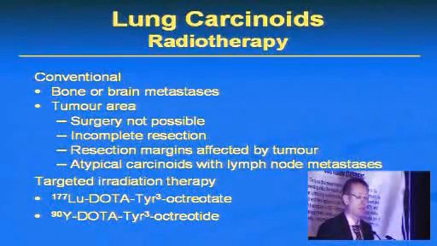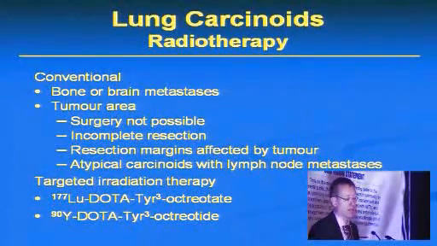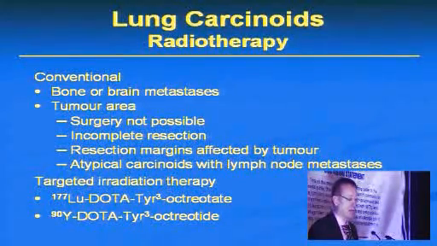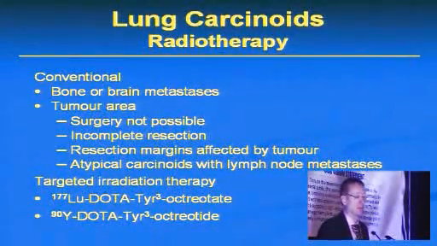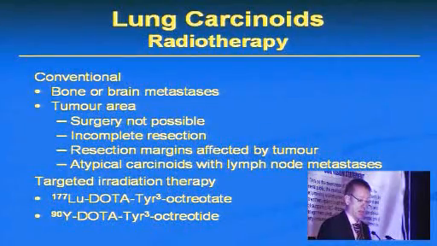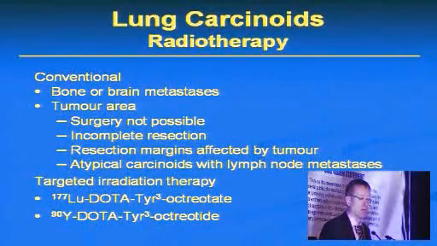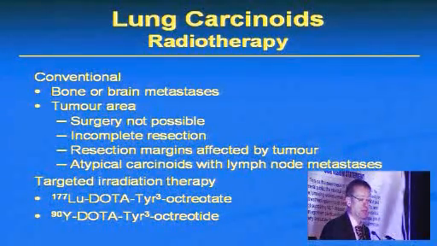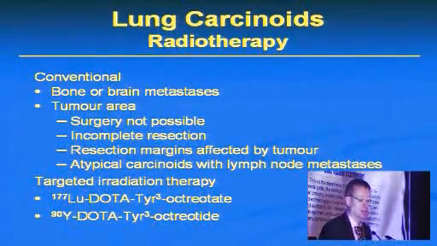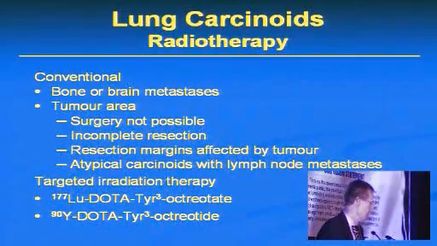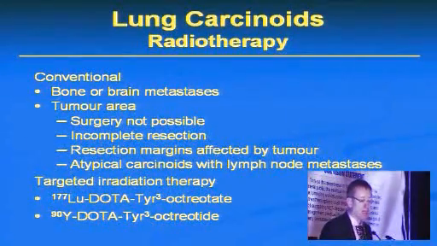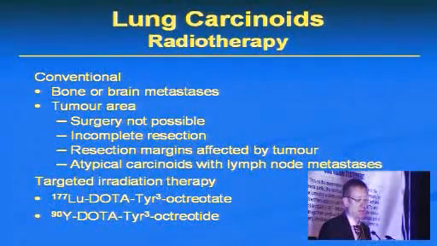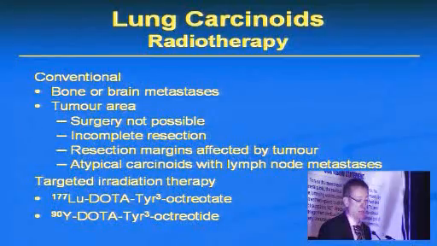Radiotherapy can be administered either as conventional radiotherapy against bone or brain metastasis. It may also be considered against the tumor area when surgery is not possible, for example, in very ill patients, or when there is an incomplete resection. When the resection margins are affected by tumor and the thoracic surgeon does not want to go in again. And also, in atypical carcinoids with lymph node metastasis, this is controversial, I must admit, but it can at least be considered.